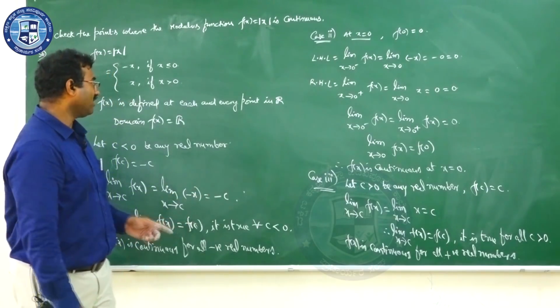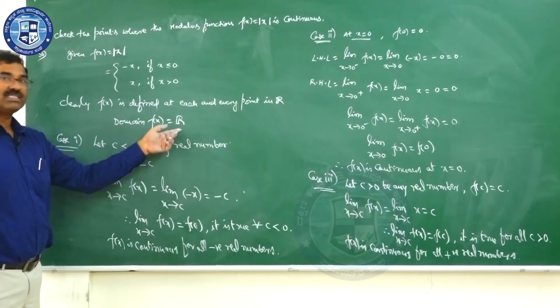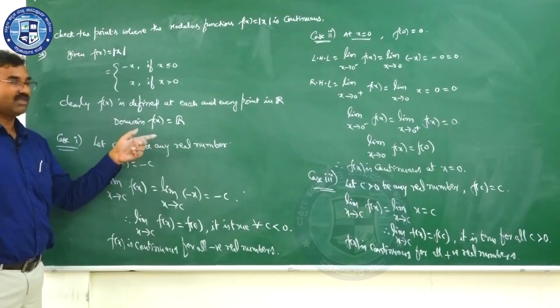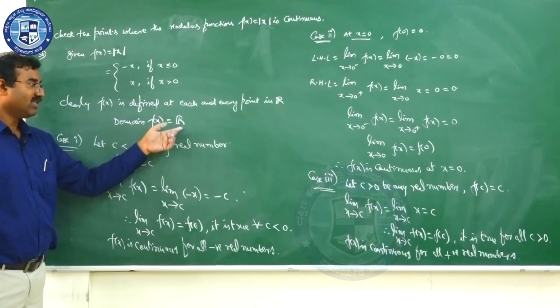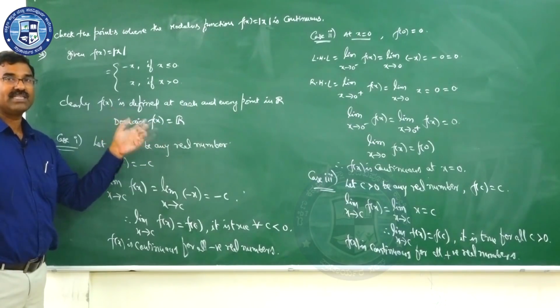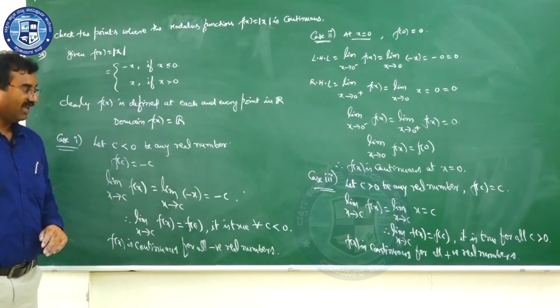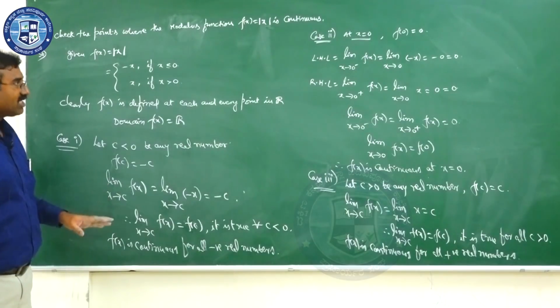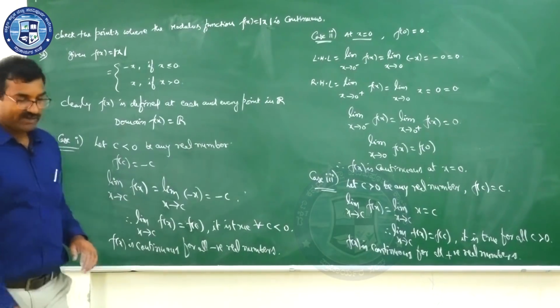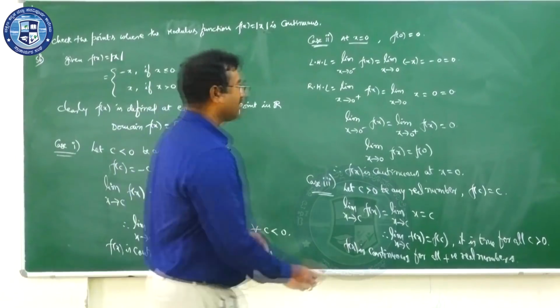The function is continuous throughout the real number system. That means in its domain, the function is continuous. That means simply we say that the function is continuous. Okay, you are right. By case 1, case 2 and case 3, the function is continuous.